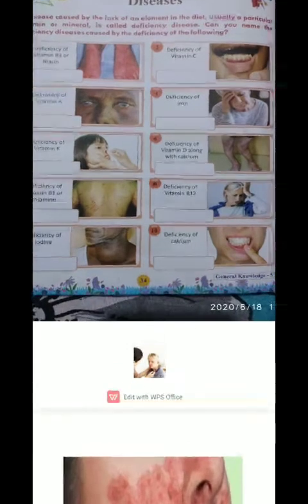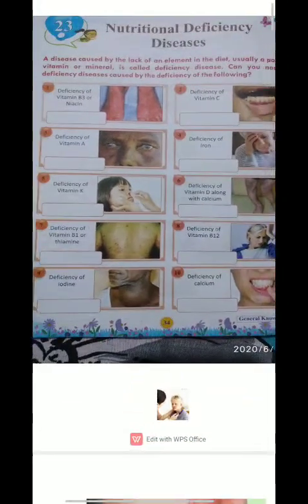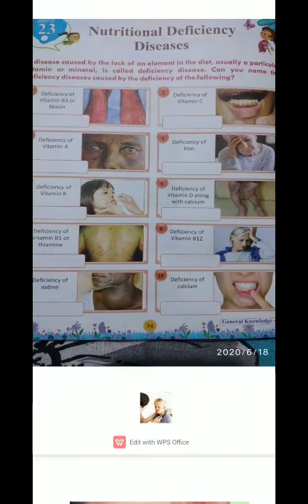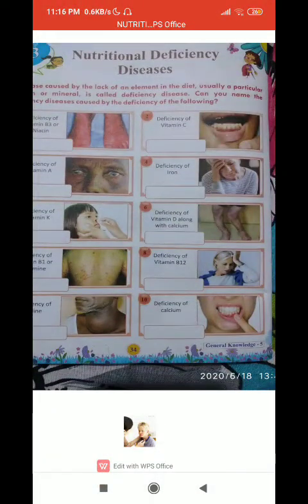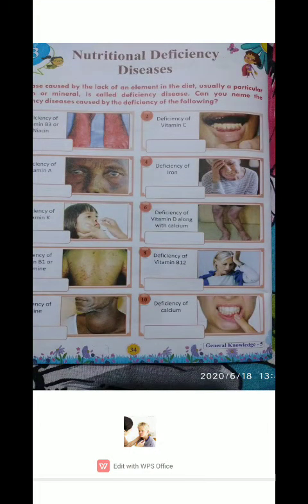It is a disease that is caused by the lack of an element in the diet, usually a particular vitamin or mineral. Our body requires many different minerals and vitamins that are crucial for both the development of the body and to prevent it from disease. These vitamins and minerals are often referred to as micronutrients. They aren't produced naturally in the body, so we have to get them from our diet.